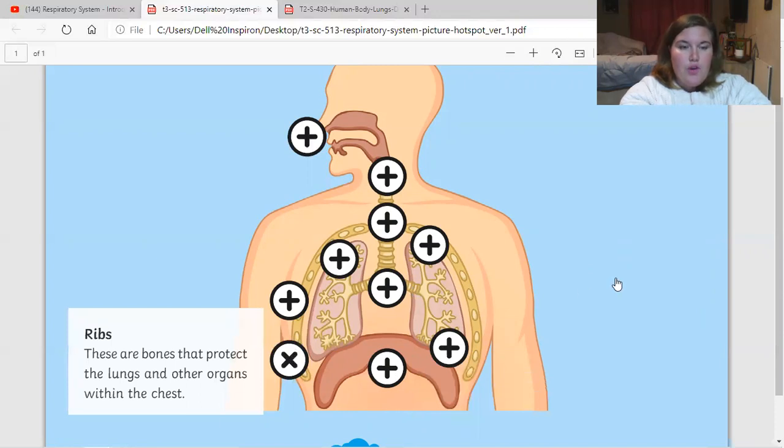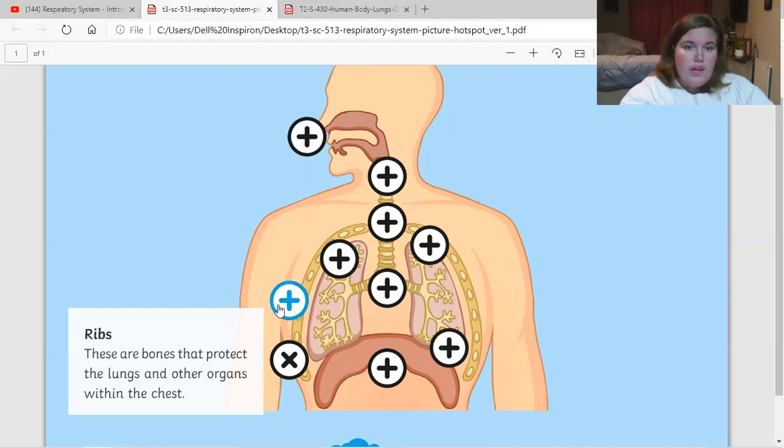We also have ribs, and I know that ribs are technically a bone and part of the skeleton. However, they're important for the respiratory system because the bones protect the lungs and other organs within the chest. And it's very important for those organs to be protected so that they can do what they need to do.